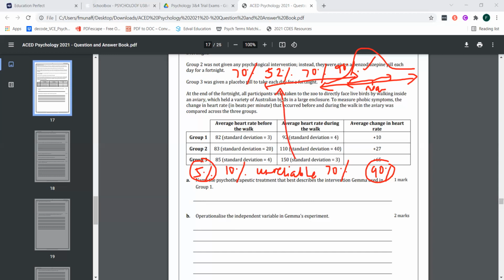Does that kind of make sense? Because that's the basic idea of what standard deviation is. It's about the variability or the difference within a specific set of results. Yeah, thank you.